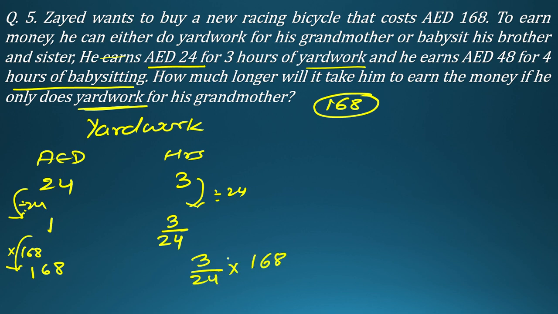Okay, now I will suggest one thing here: whatever number you can divide, do it. It is not that you multiply 3 and 168 and then divide by 24. It will waste your time. Now you can see here 3 and 24 you can divide, yes or no? So 3 times 1 is 3, 3 times 8 is 24, and now you see 168 can be divided by 8. So 8 2s are 16, 8 1s are 8. So 21 hours he will have to work in the yard work to get 168 dirham. Okay, like this you can solve the question.